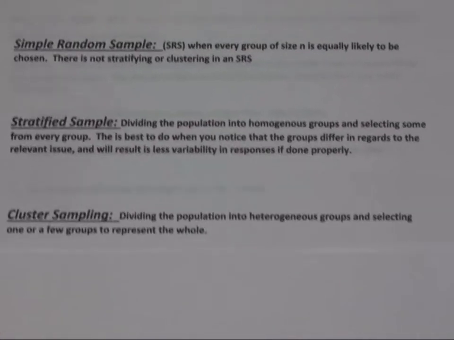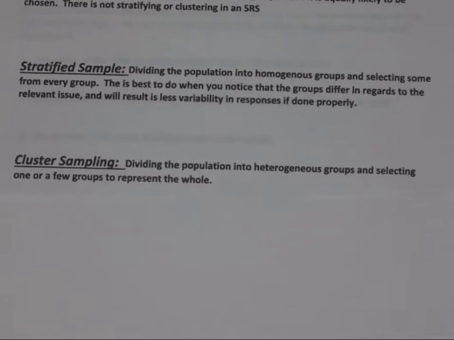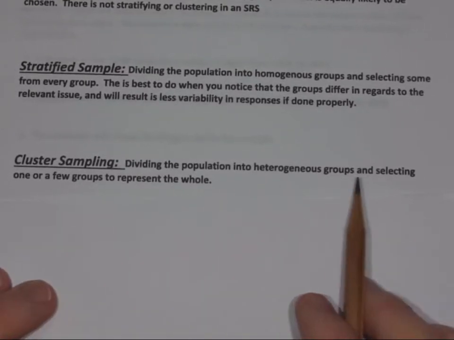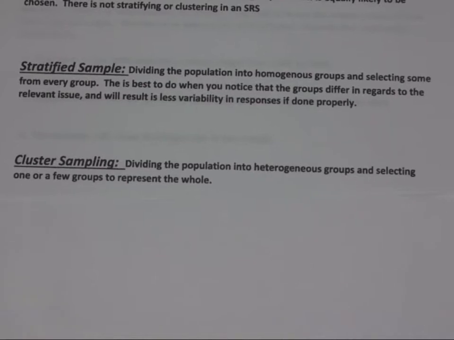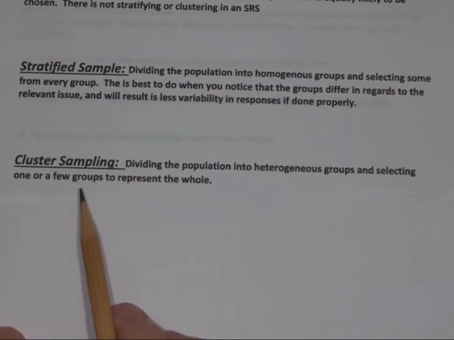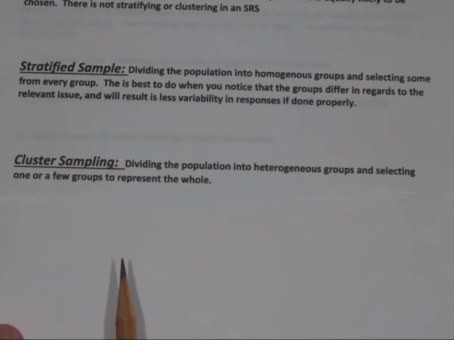Okay, all right, the next concept is what is known as cluster sampling. Cluster sampling is when you divide the population into heterogeneous groups. That means the groups are sort of representative of the whole, and you select one or a few of the groups to represent the whole.